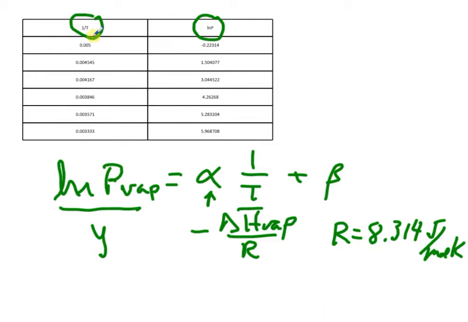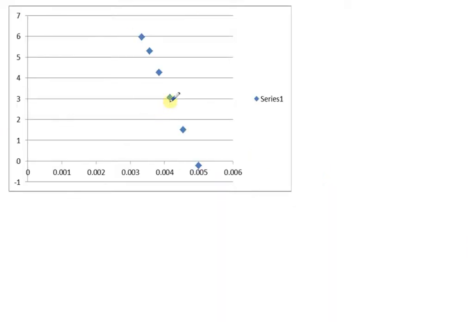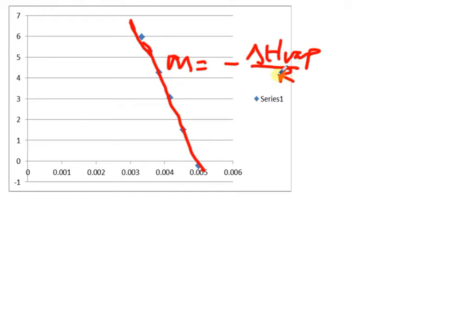So if we plot 1 over T as x and the logarithm of the pressure as y, we get a shape similar to this, a straight line going like this, where the slope is equal to the negative of the delta H of vaporization divided by R. So what would be the value for this slope? There are different ways of doing it. Of course, you can use your calculator.